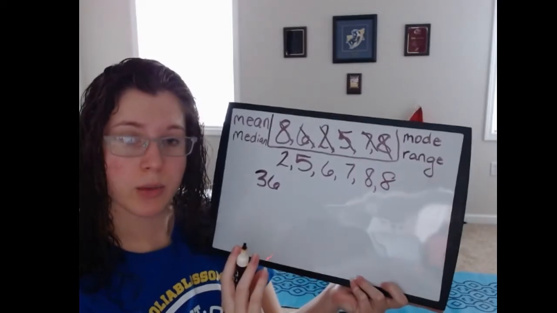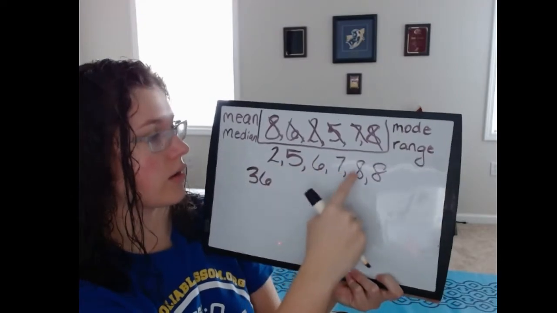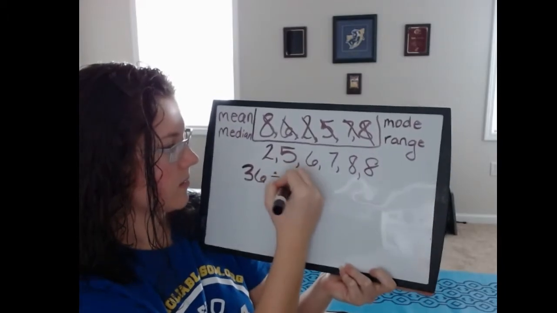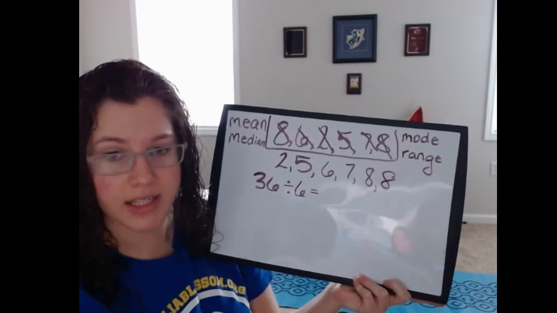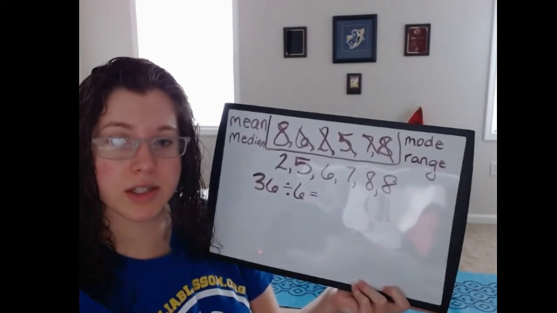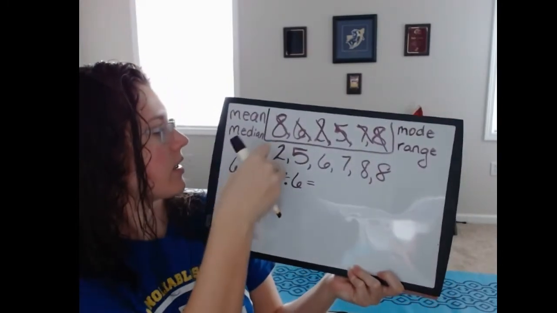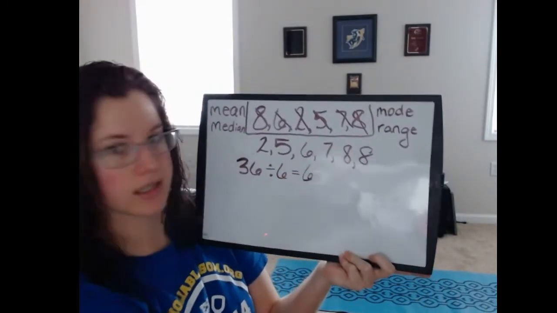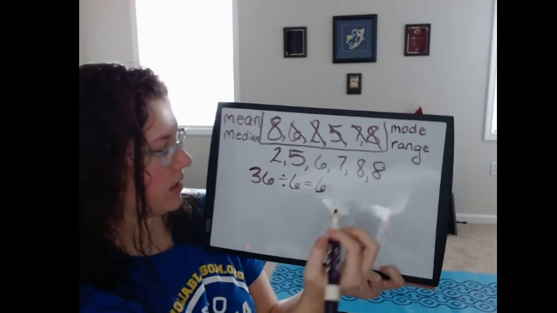But we're not done yet. We need to divide it by how many numbers there are total. So there's 1, 2, 3, 4, 5, 6 numbers in our data set. So to get the mean, you do 36 divided by 6. Now I wrote it like that because that's a fact we should know already. But if it's a weird set of division problems, you can write it like we normally would. But we're not going to do that for this because this is easy. 36 divided by 6 is 6. So we know 6 is the mean.